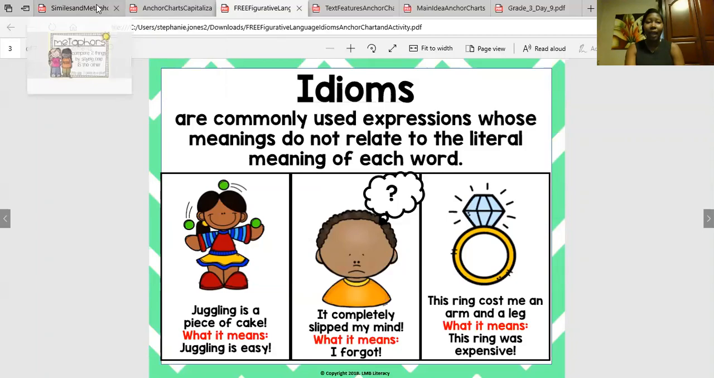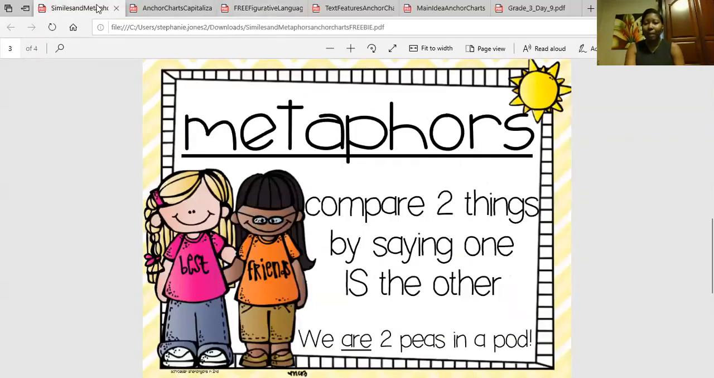Let's take a look at metaphors. Remember, metaphors compare two things by saying one is the other. For example, these two kids, it says we are two peas in a pod. Now we all know that peas are little, tiny, and green. So if we were literal, we would say, that's not true. They aren't two peas in a pod, but it's a metaphor. It's using a different type of language to express a meaning.